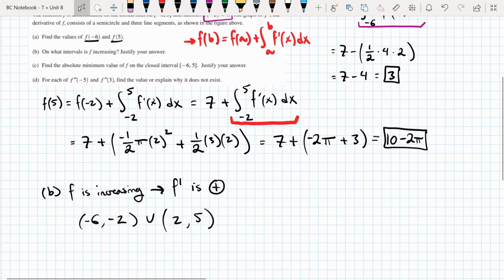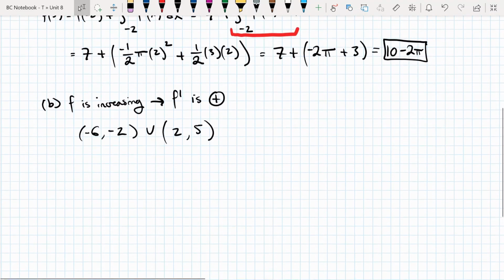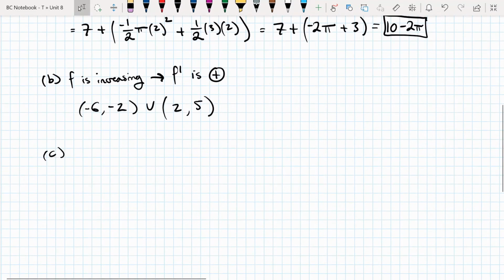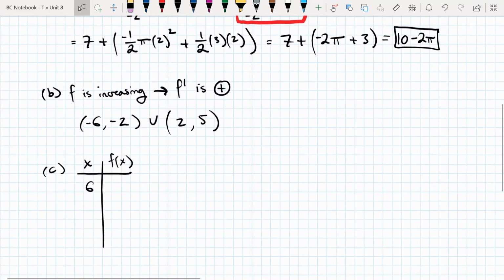All right. Letter C wants us to find the absolute minimum on the closed interval -6 to 5. Whenever you're asked to find the absolute maximum or absolute minimum, what I would encourage you to do is make a table and start by writing the two endpoints that we're dealing with. So this is x, and we want f of x. When we're finding the absolute minimum, we have to find the relative minimum and then compare it to the endpoints. So let's start with the two endpoints: -6 and then 5.